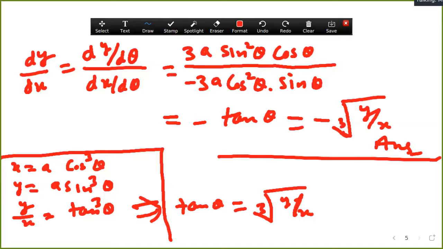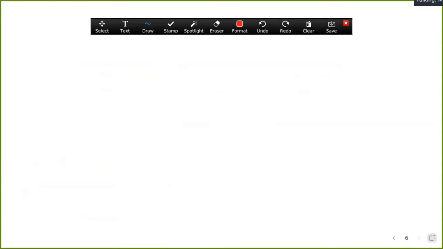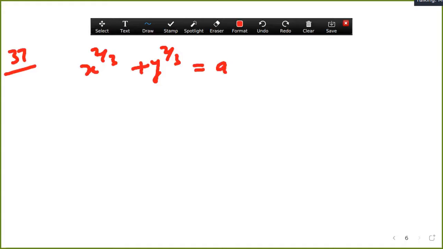Like this you can do the question. Okay, suppose you do it directly, then same example number 37. If you do it directly, then you can do the question like this: x to the power 2 by 3 plus y to the power 2 by 3 is equal to a to the power 2 by 3.